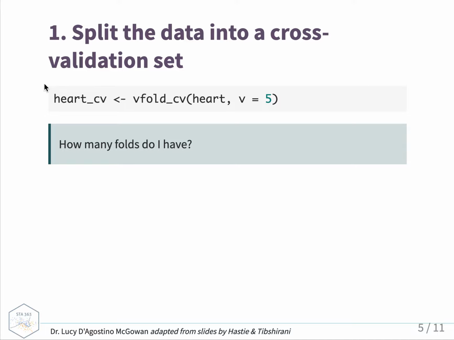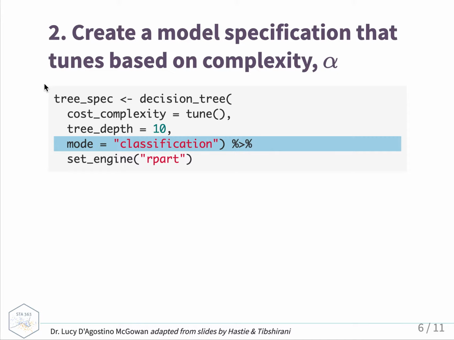Oh, I gave this away. How many folds do I have? 5. And then I'm going to create a model specification that tunes based on complexity, alpha. I'm still fitting my decision tree in a very similar way to the ones that we looked at before, except now the big difference is my mode is classification. So you have to tell R what mode you're interested in here, and I'm going to say it's classification. Because in this case, I'm classifying you into categories, either having heart disease or not.